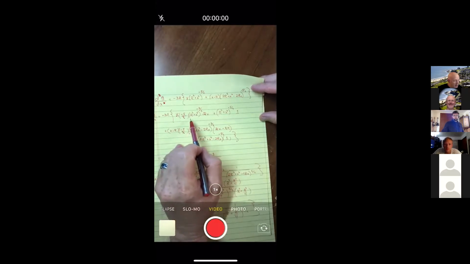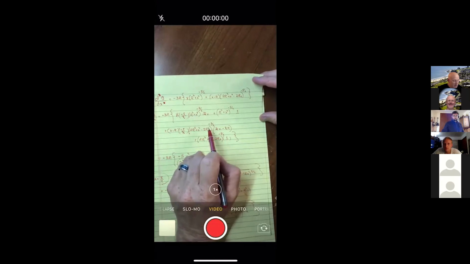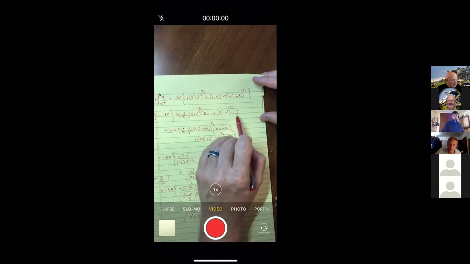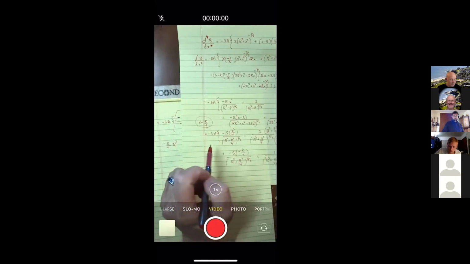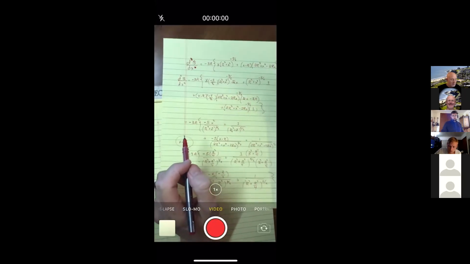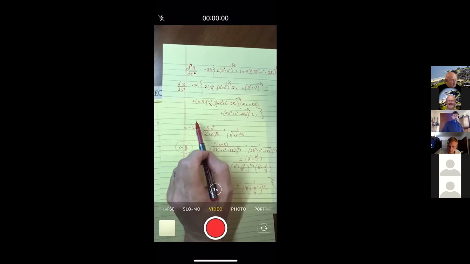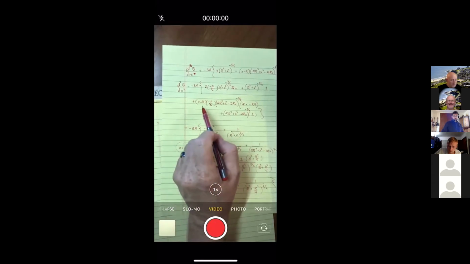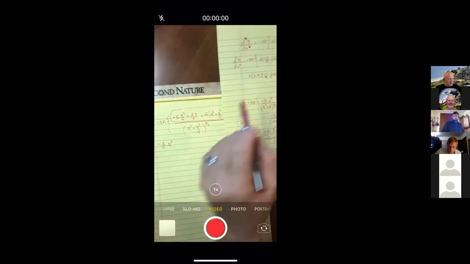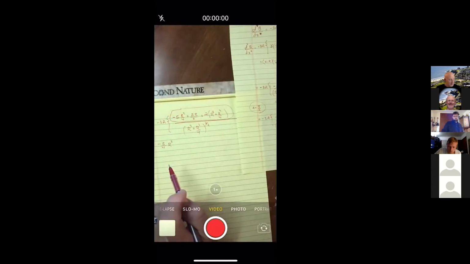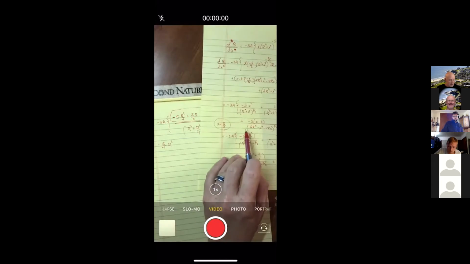Yeah, yeah. So that one here, first times the derivative of the second, then the second times the derivative of the first. Then down here, here's the first times the derivative of the second.